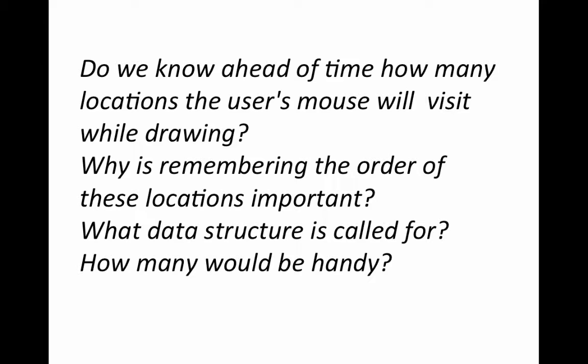What data structure is called for? Clearly a list. All of these conditions define a list to be a perfect candidate for the data structure we're going to be using. How many will be handy? As discussed already, I feel two, one for X and one for Y, keeping track of the X and Y lists. Two of these lists will be, I believe, handy.